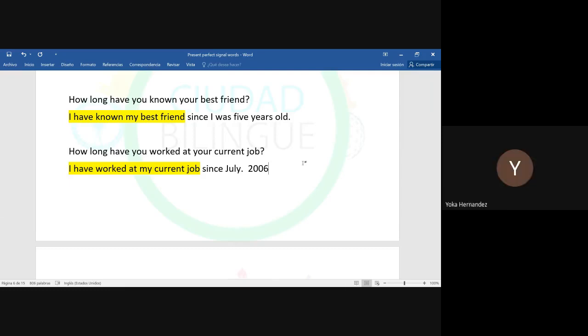Teacher, in this, I can use, if I want, I can use go. For example, I have work at my current job 1 year ago. Is it correct or no? No. En este caso, no porque dice my current, ¿ok? Y eso quiere decir que es ahora, mi actual, exacto.